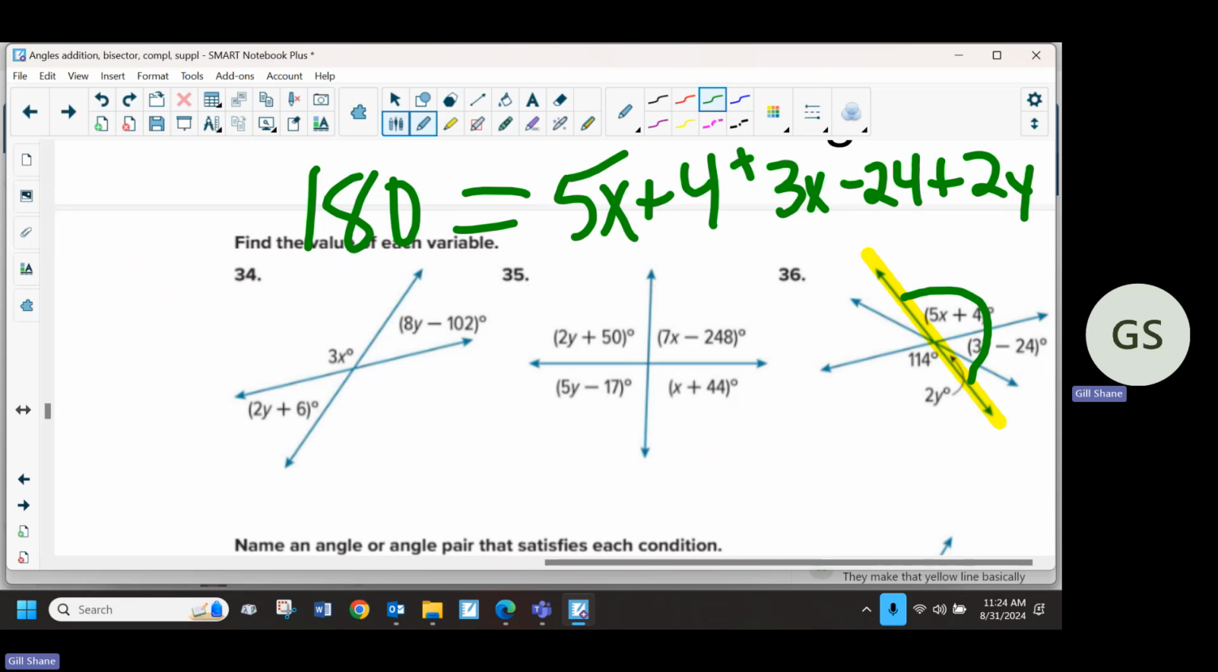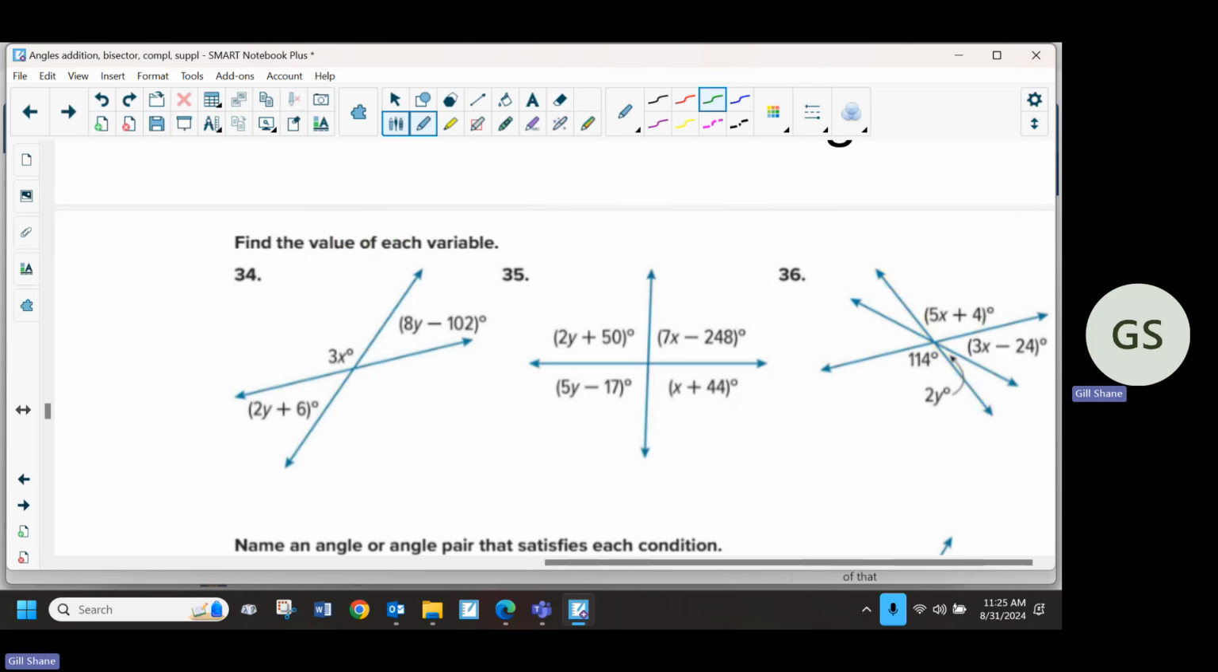And if I draw that green semicircle, that shows me, yeah, that is a semicircle, so they have to add up to 180. Another thing you should pull out of that, this 2y right here has a vertical angle right there that is also 2y, that skinny angle. This 3x subtract 24 has a vertical angle that is right there, so it is also 3x subtract 24.